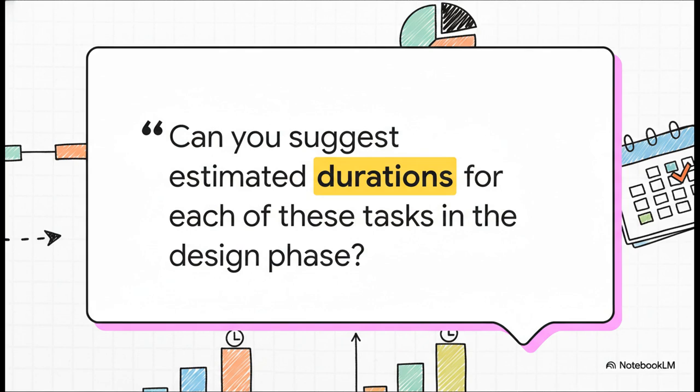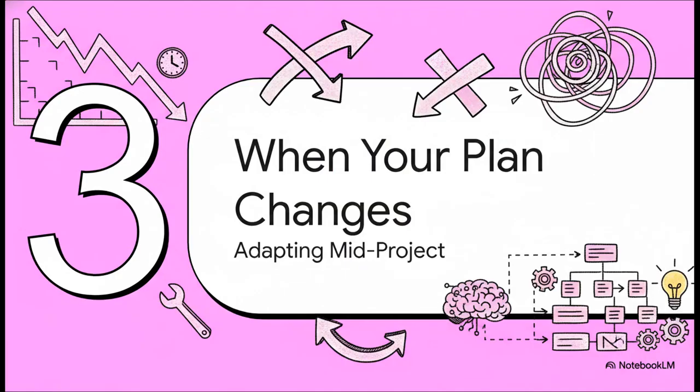And now, this is starting to look like a real project plan, right? With actual tasks and timelines that you can put on a calendar. Okay, but let's be real, no project plan ever survives contact with reality, right? Deadlines shift, people get pulled onto other things, priorities change. So what happens when your perfectly crafted plan suddenly needs to change? Well, the good news is your AI can help with that too.